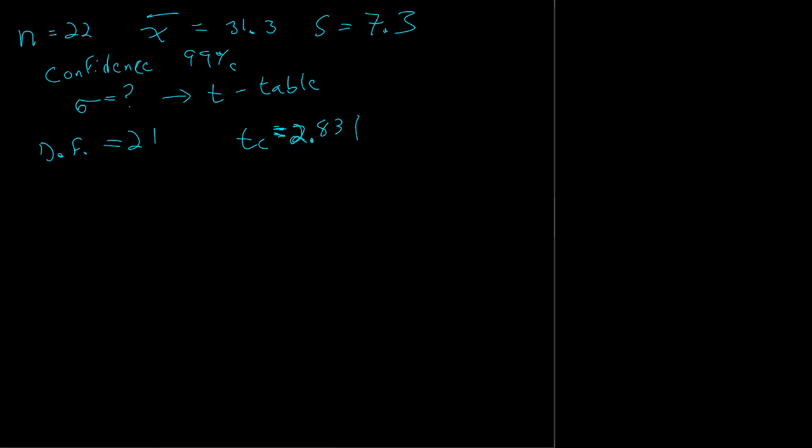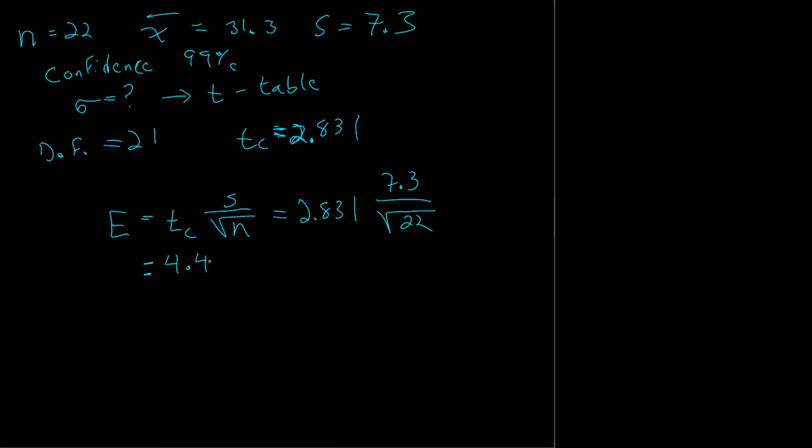And so our error is going to be our critical value times our standard deviation of a sample divided by the square root of n. And so we're going to have 2.831 times 7.3 divided by square root of 22. And that is 4.406. I'll keep the extra value for right now. I think I only need to keep it to one decimal place. Yeah, so 4.41. I'll keep one extra.